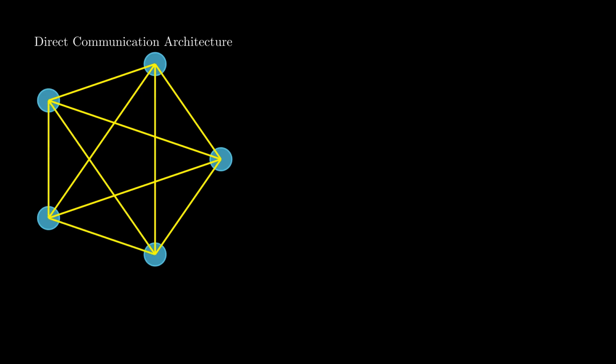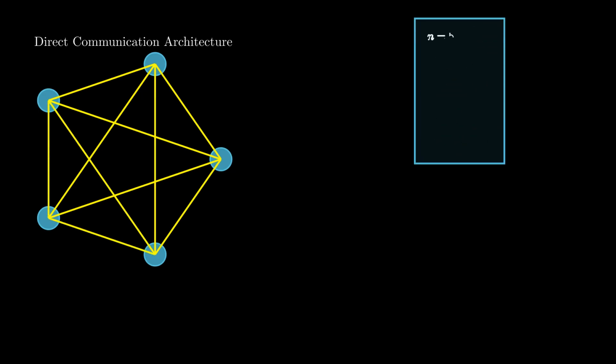Direct communication connects every agent to every other agent. Beautifully simple. But let's examine the mathematics behind this approach. Watch as we establish all possible connections, counting carefully as we build the network. The formula n times n-1 divided by 2 gives us exactly 10 connections. This counts each unique pair exactly once.